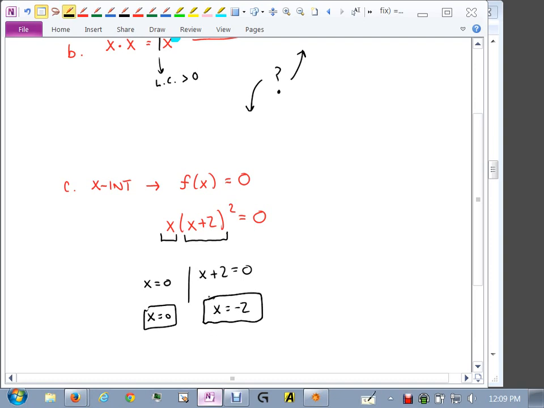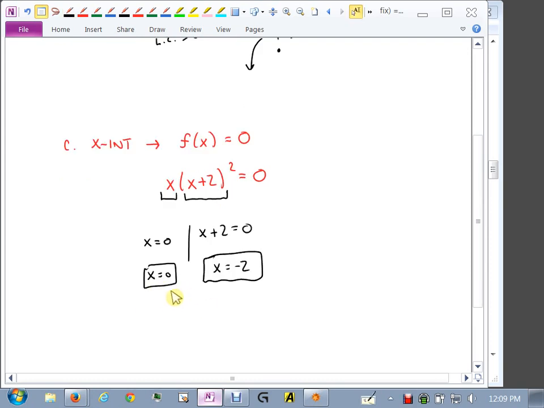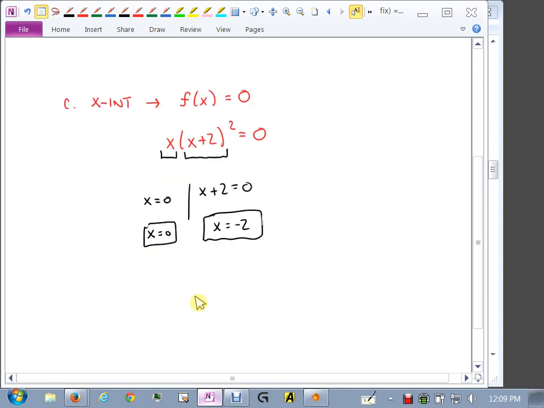Okay, these are my x-intercepts, right? I could also call these my zeros or my roots, okay? So those are my roots.